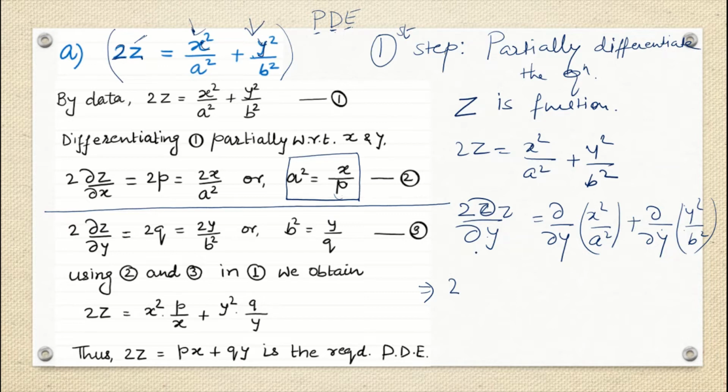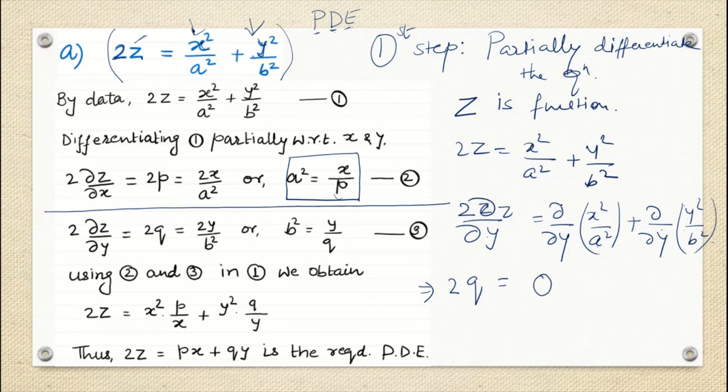Remember, we have given the name as q. Del by del y of z will be q. This is nothing but again del by del y of what? This 1 by a square is again one arbitrary constant, and this is again x square. So x I am going to treat as constant because I am going to partially differentiate with respect to y. So in that case, x is a constant. So this complete term will become 0.